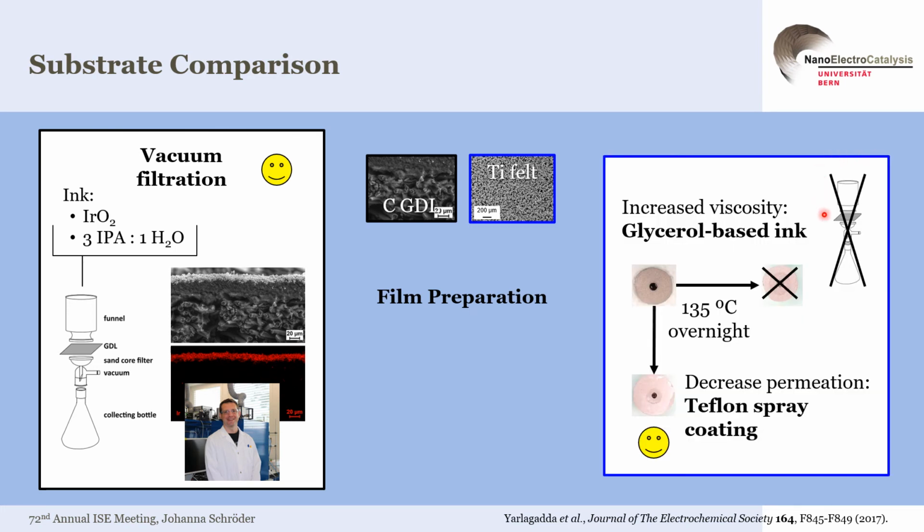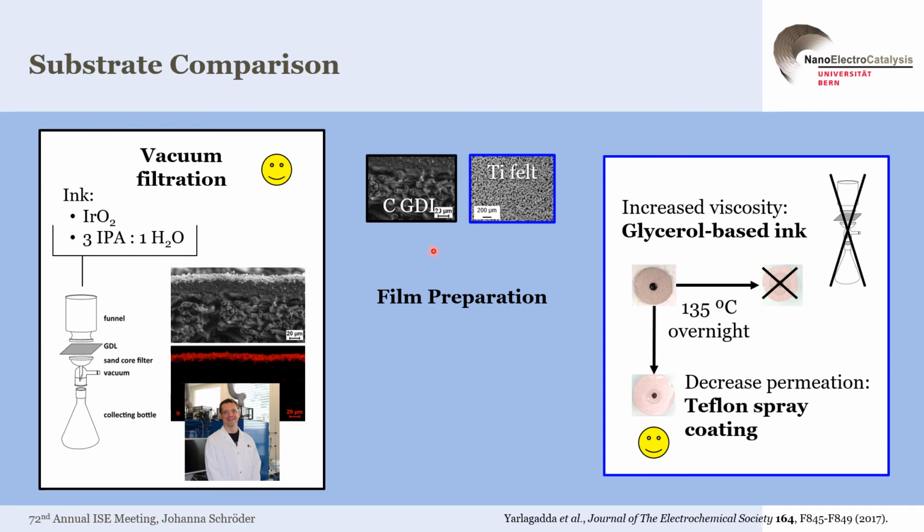On the other hand, for the titanium felt, the vacuum filtration was not possible due to the high porosity of the titanium felt. Therefore, I was increasing the viscosity of the ink, not using isopropyl water anymore as for the carbon gas diffusion layer, but instead a glycol-based ink. And it was possible to deposit a drop on top, but during drying overnight we still saw some permeation into the titanium felt.